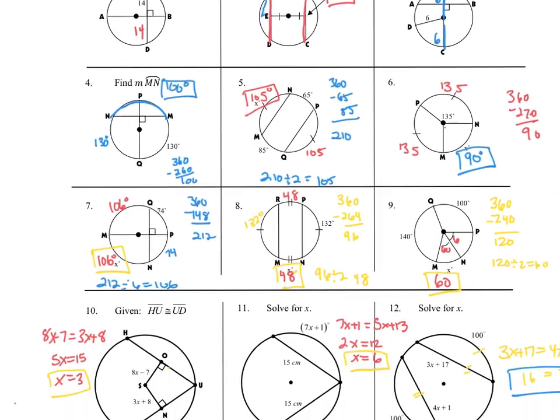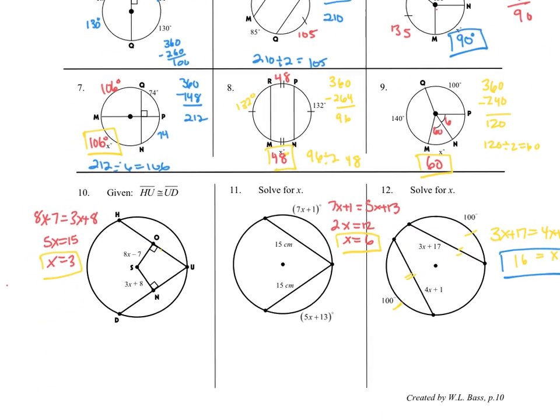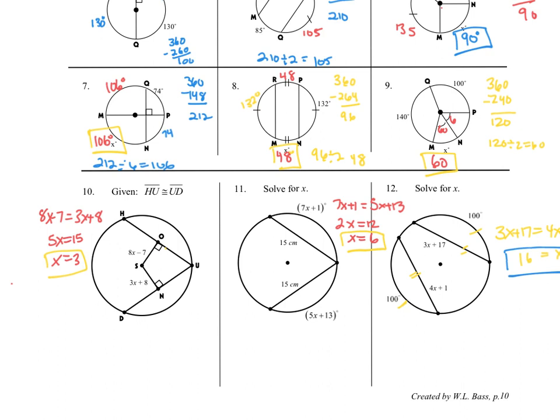Let me move this up. So in number 10, we would know that this is equal to this, so I'm going to set up this equation here and solve that, and that's going to give me x is equal to 3.